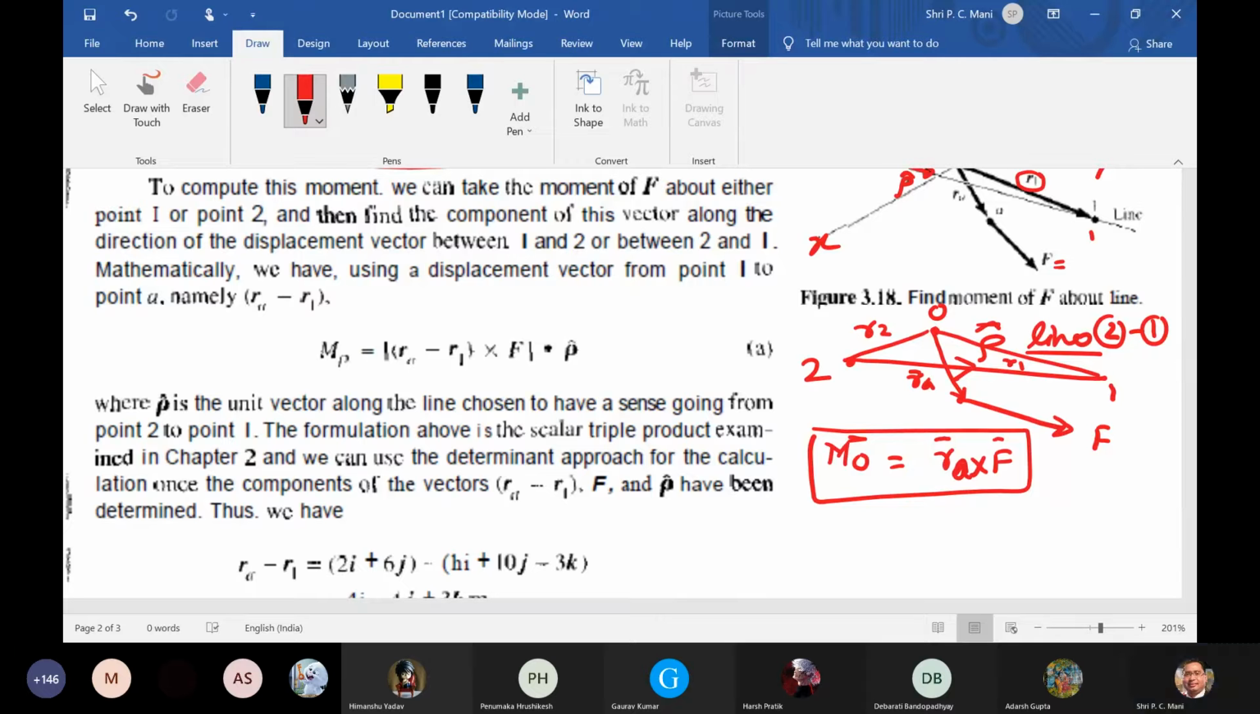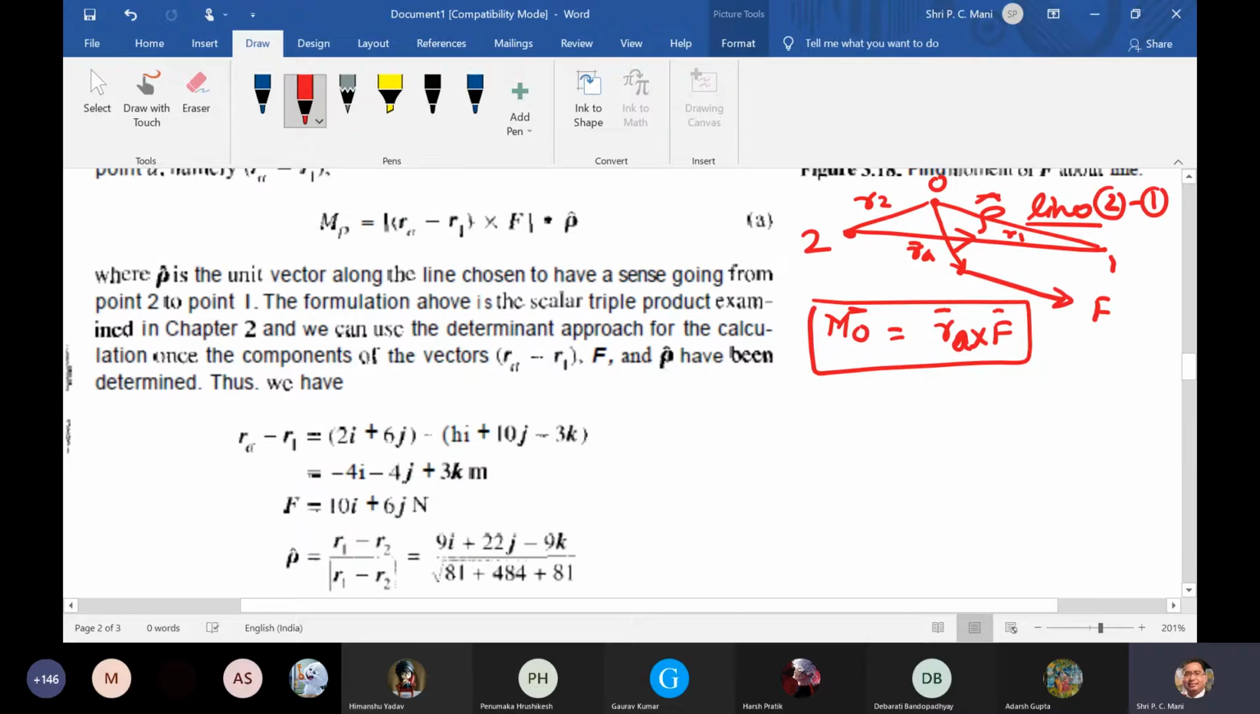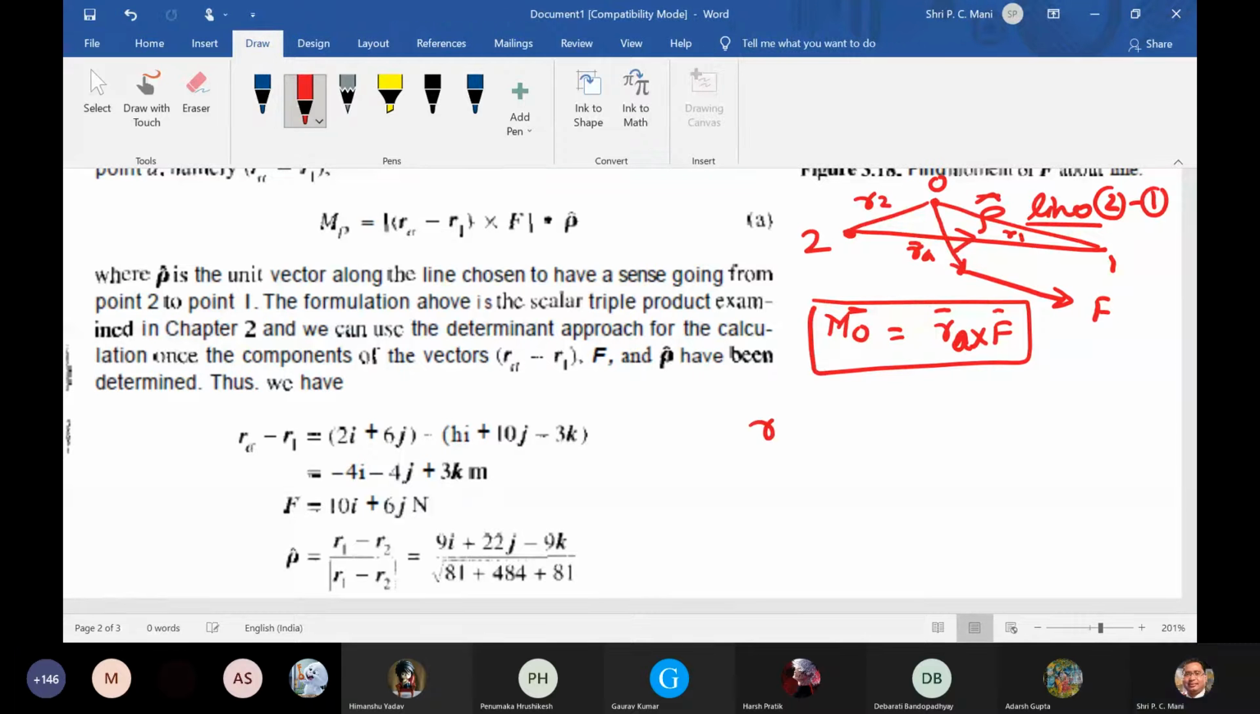Okay? So basically what is going on, what you have to do is find the moment about some one point. For example, you are going to consider this 1 point or 2 point. For example, I am taking 1 point. So R1 is this one. Okay, this force is anywhere here, F.